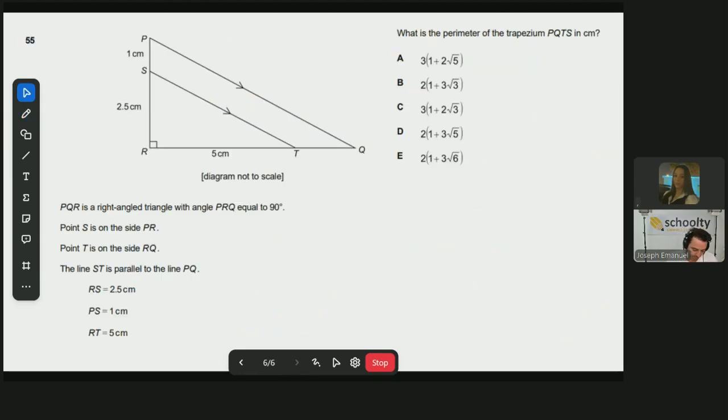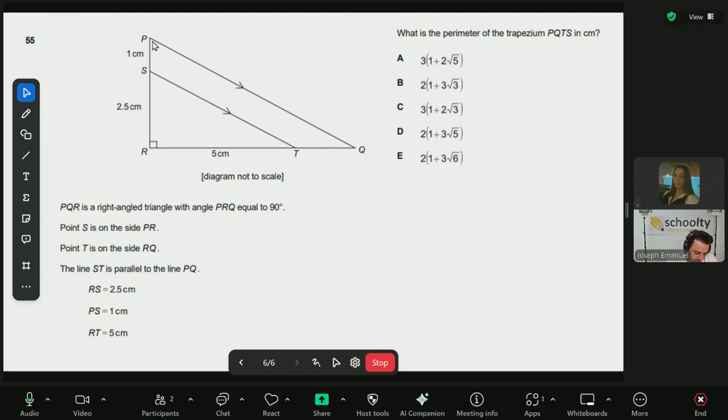Okay, so we have here some geometry. So the diagram is not to scale. Yep. So you have PQR. Let's use the laser. You see the laser, yeah? Yes. P, Q, and R. The big triangle.